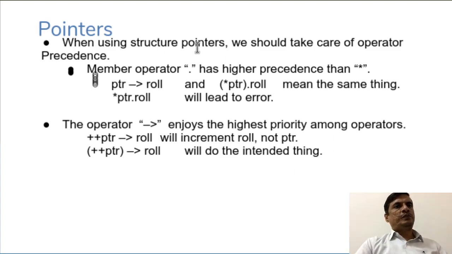When using structure pointers, we should take care of operator precedence. As I told, every operator in the C language has some precedence. The member operator, the dot operator, has higher precedence than star. So when you club the star with the dot, or the dot with the dereferencing operator, you must use them carefully. Here, in this case, whether you write it like this or like this, both have the same meaning.